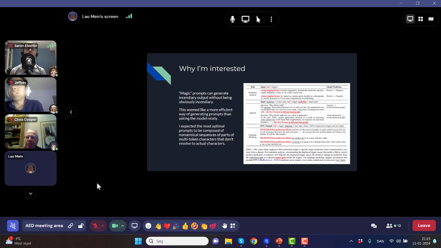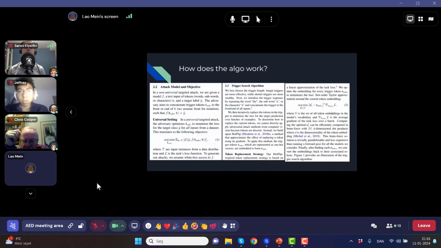My gut intuition is that the optimal way to get a particular output from a large language model is to make something that no one can understand. It would be composed of tokens that are actually supposed to be part of multi-token characters, and you couldn't even put it on a screen. My intuition was that there was a lot of free energy in terms of prompt engineering to optimize large language model performance. So that's what got me into this in the first place.